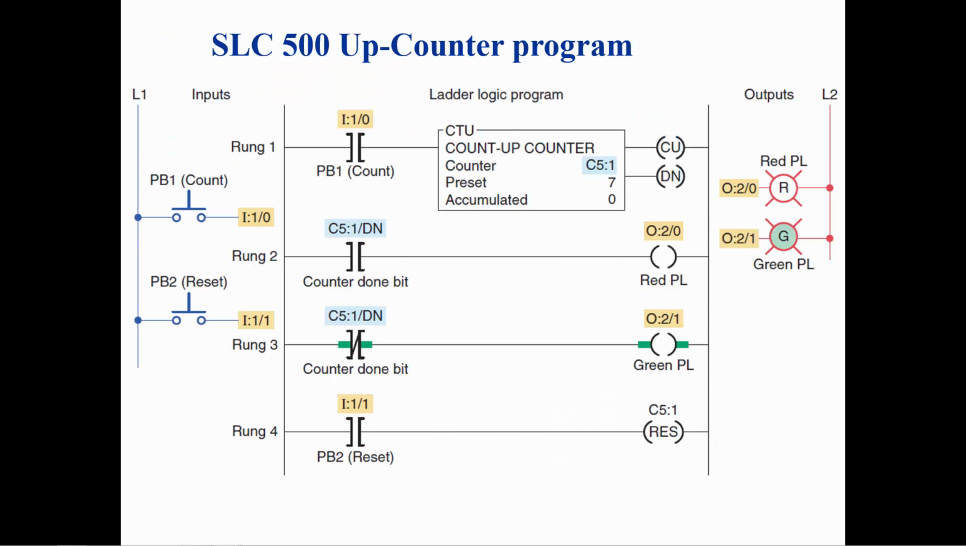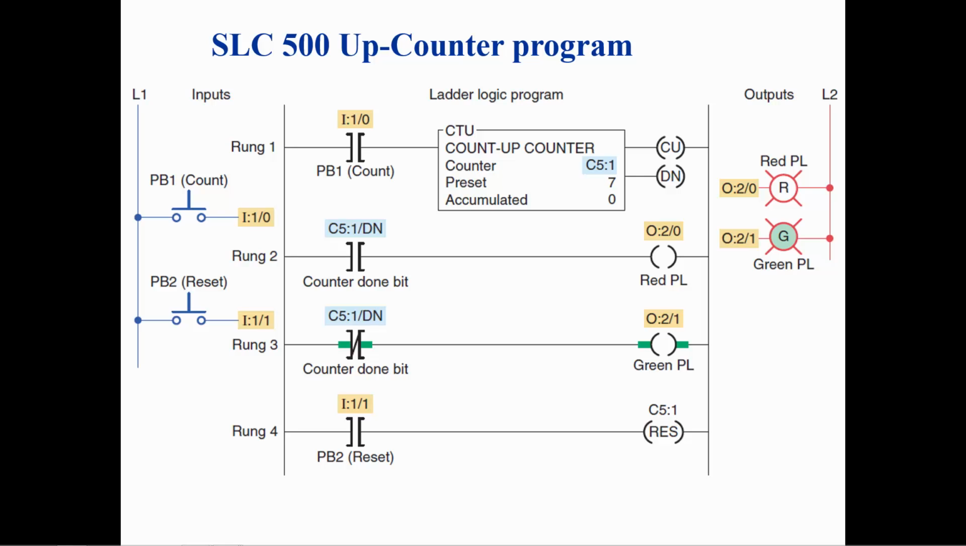Here we see an example of a count up counter instruction used in a ladder logic program. When push button PB1 is closed, the examine if closed instruction on rung 1 will transition from false to true. The input to the counter instruction will also transition from false to true. This transition will cause a 1 to be added to the accumulated value of the counter.